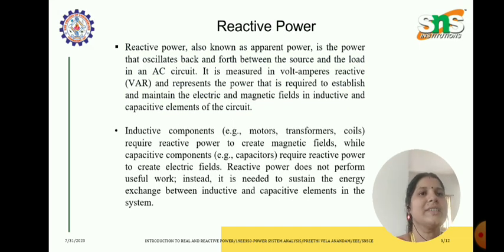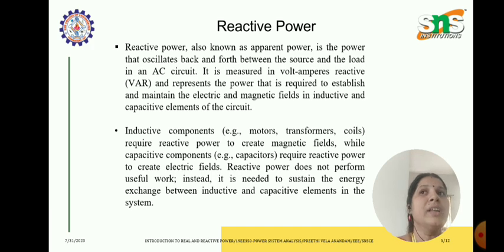The next one is called reactive power. Reactive power, also known as the imaginary power, oscillates back and forth between the source and the load in an AC circuit. Real power is measured in watts, whereas reactive power is represented in volt ampere reactive. It is called VAR. Actually, reactive power is stored in the form of inductive and capacitive elements in a circuit, in the form of electric and magnetic fields.